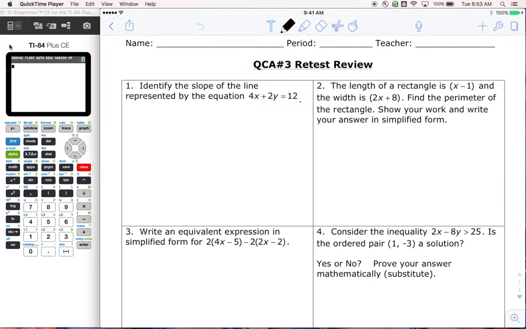QCA 3 retest review. Just a quick reminder, these 10 questions are going to have almost identical problems on the actual retake. So if you have a question about any of these, ask it before you take the retake. Make sure you can do all these problems independently before you attempt the retake.